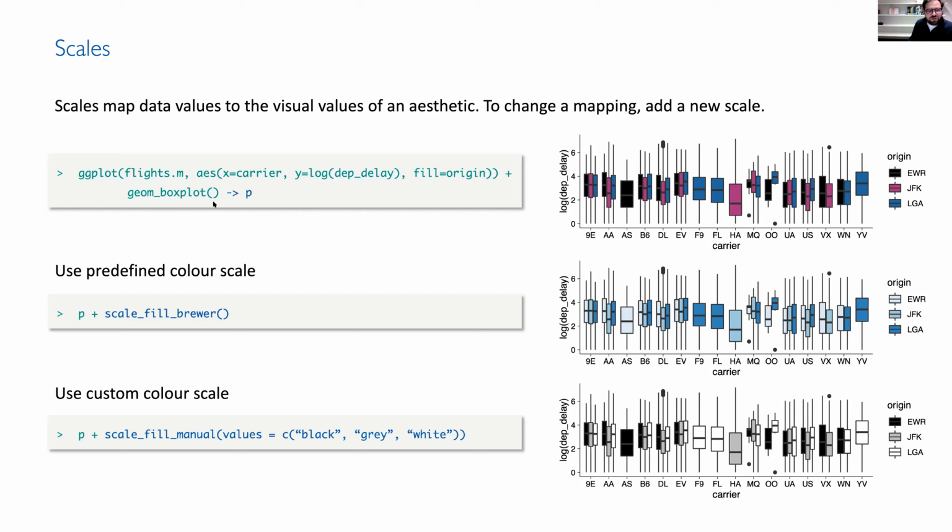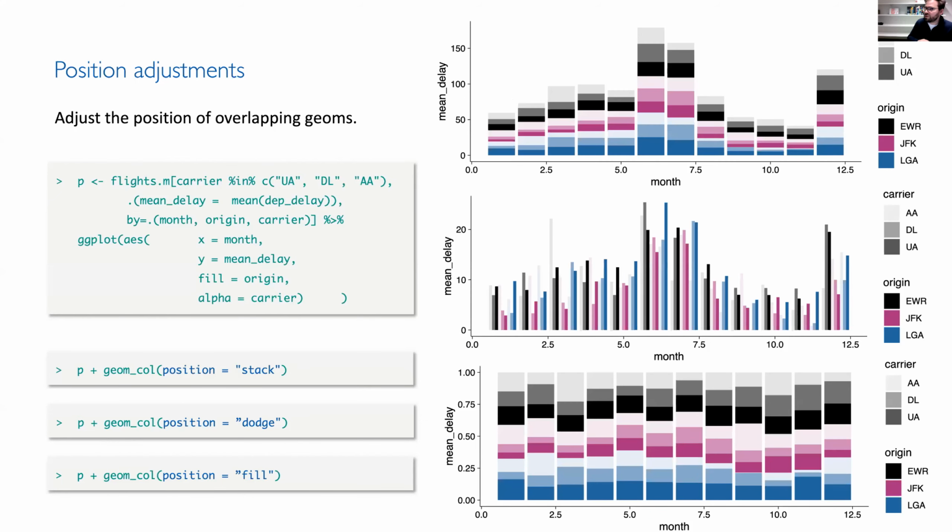Now we have our plot and we can add different color scales. We can add different ways of how our data values map to visual characteristics of the plot. For example, we can add a new scale called scale color brewer, and then we get different blue tones. We can also add a manual mapping where we say that we want black, gray, and white as the colors for our airports. So we can change visual characteristics, and we can also change how things are positioned relative to each other.